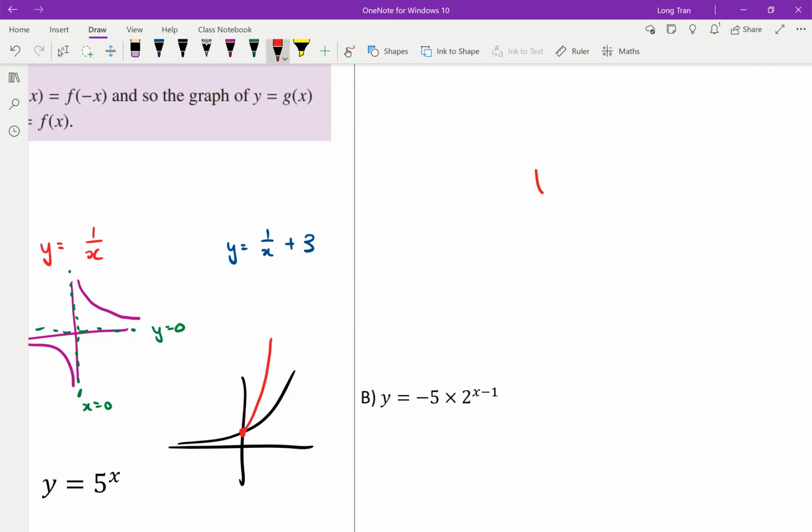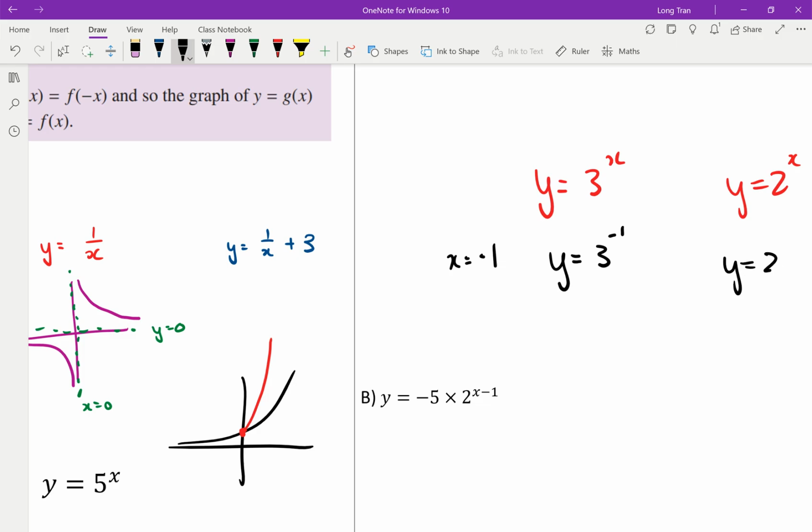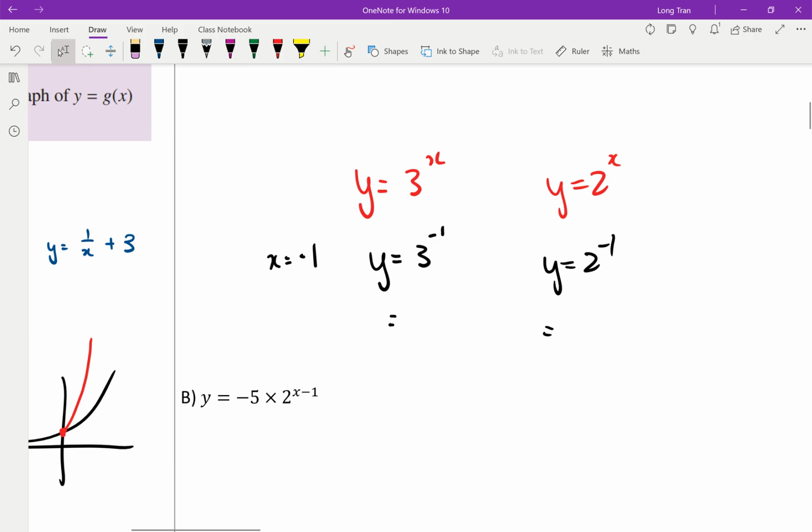If you have y equals 3 to the power of x, and you have y equals 2 to the power of x, if I substitute a negative number, say x equals negative 1, this is 3 to the negative 1, this is 2 to the negative 1. What's the value? Using your index laws, what's 3 to the negative 1 the same as? 1 over 3. So remember, negative indices, you can do the reciprocal, becomes 1 over 3, and over here this would be 1 over 2. Now out of the two, which one's bigger?